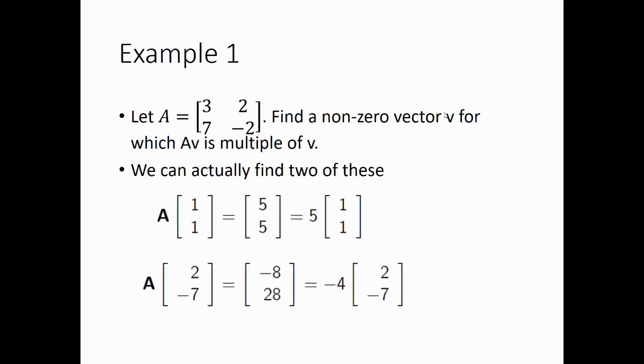We didn't really reveal how we got the answer, but A times 1, 1 is 5, 5, which is 5 times 1, 1. And A times 2, minus 7 is minus 8, 28, which is minus 4 times 2, minus 7. So they're multiples of those vectors. For now, you can just assume that some magic happened, like this cool PowerPoint presentation, but by the end of the presentation, you'll be able to do this. Since that didn't involve too much computation, let's move on to another example.